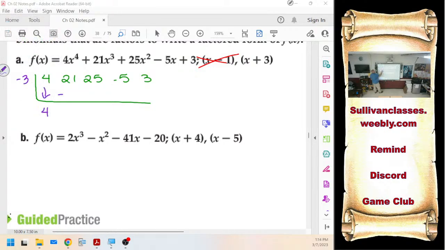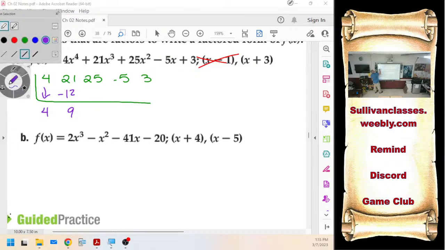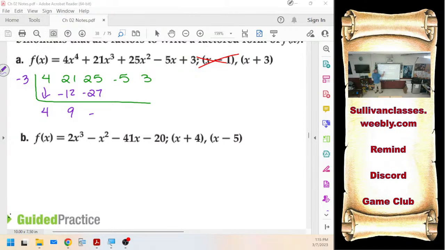-3, 4, -12, 9, -18. Whoa, whoa, whoa. -27, -2, 6, 1, -3. Skadoosh. Okay. So at the end, I get a 0. If 0 is my remainder, then that means that this is a factor. And just like we were saying before, read the directions.